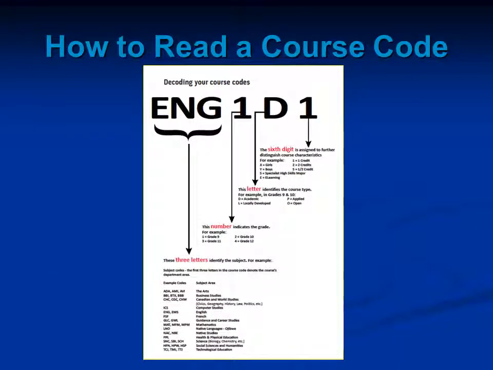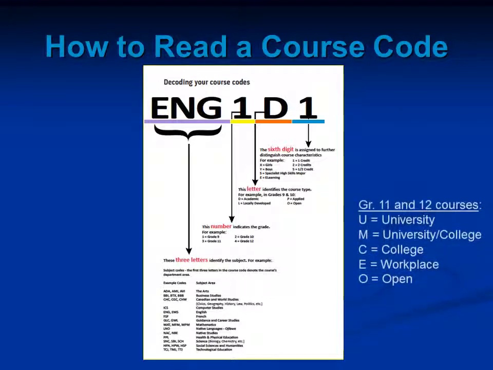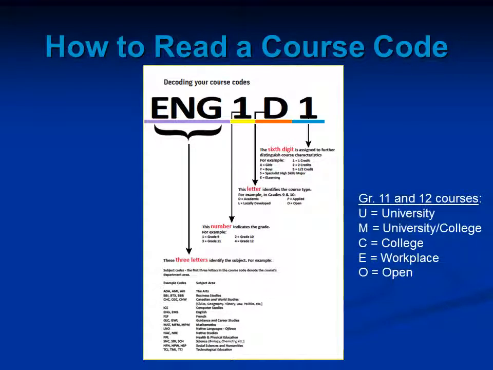Please keep in mind the following when reading a course code. The first three letters identify the subject area. For example, ENG is English. This number indicates the grade. For example, 1 is grade 9, 2 is grade 10, 3 for grade 11, and 4 for grade 12. This letter indicates the course type, and there are many. In this example, D indicates academic. And the sixth digit is assigned to further distinguish course characteristics. For example, the 1 indicates a 1-credit course, a 2 can mean a 2-credit course, an X is for girls phys ed, and a Y would indicate a boys phys ed class.